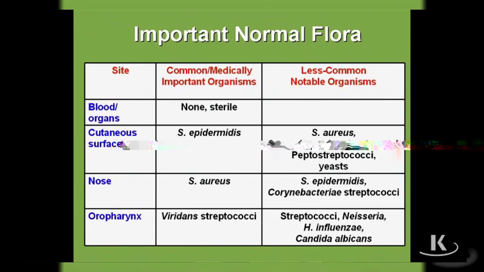The cutaneous surfaces, so your skin, probably most common is going to be Staph epidermidis. That's very common on the skin, but again, that definitely helps retard some of the growth of pathogenic organisms. Less notable, but can also be on the skin, and we might call them transient flora of the skin. You can find Staph aureus. You can find some of the other species of streptococci, and also yeast can be transient flora of the skin.